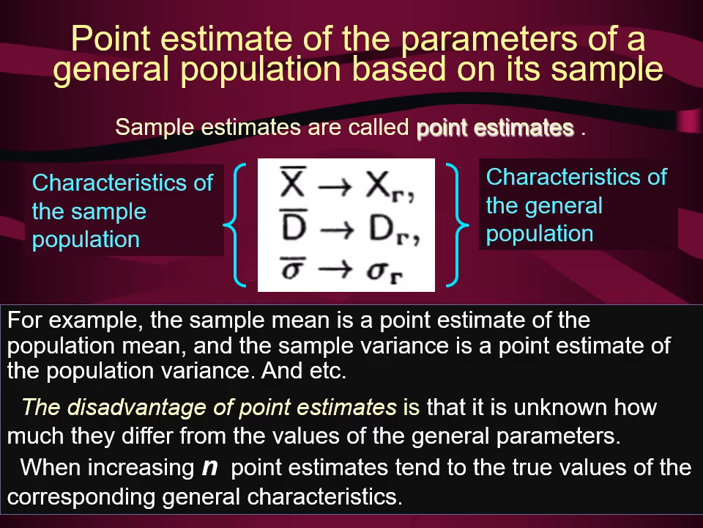Similarly, it goes with variance. The variance is considered to be sample variance and is projected, transferred to the general population. The mean square deviation is the sample mean square deviation, transferred to the entire general population. The error of the arithmetic mean, of course, depends on the volume of the sample population.